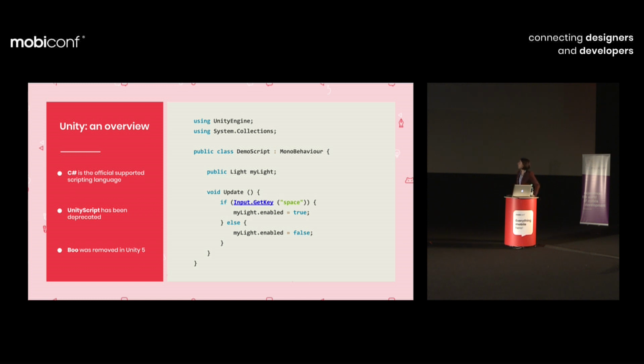The primary scripting API is in C#. That is the officially supported scripting language. It previously supported Boo, which was removed in Unity 5, and UnityScript, which is a slightly modified version of JavaScript, that was deprecated in one of the latest releases. I don't remember exactly which one, but one of the 2017 ones. And you can see an example of C# effectively used in Unity, that has a bit more data structures suitable for our purposes.